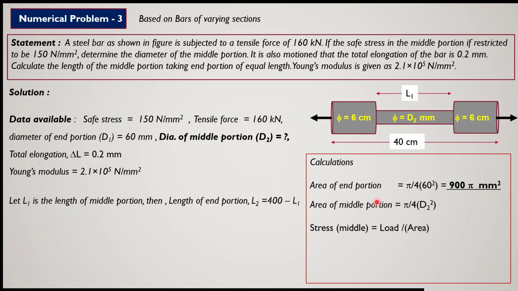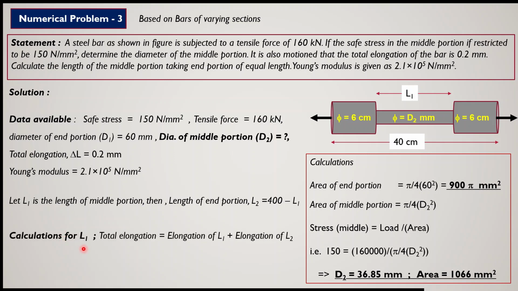Then stress in case of the middle portion is load upon area. Area here means cross section area of the member. Stress is 150, so we have taken it as 150. Load is 160 kilonewton, so we have multiplied by 1000 to make it Newton, divided by area. So very easily you can find out the diameter. So diameter of the middle portion is 36.85 millimeter, and from this you will be able to calculate the area. So the cross section area of the middle portion is 1066 millimeter square. It's very simple.